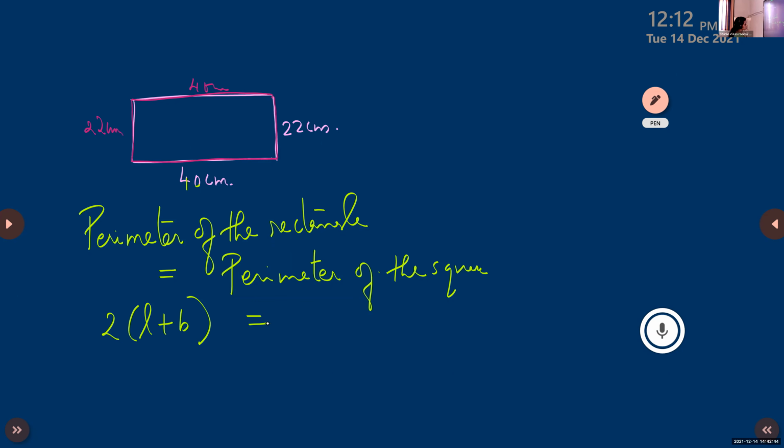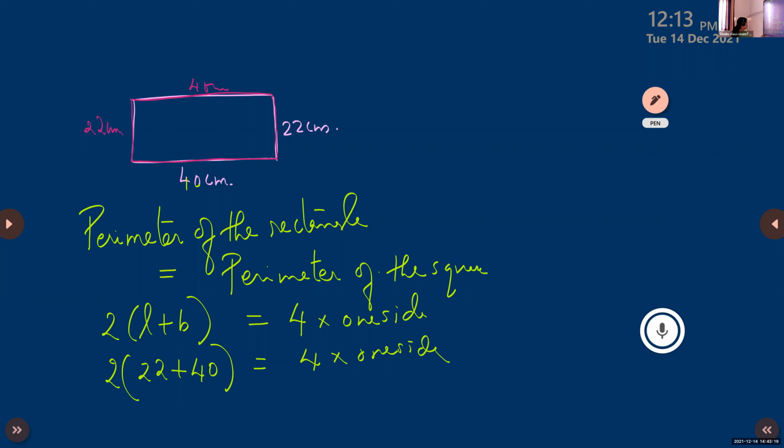Vivian? Ma'am, side into side. 4 into 1 side. That's what I told. Don't confuse the formulas. 4 into one side. Perimeter only I'm asking, not area. So 2 into L plus B means 2 into how much? 22 plus 40. That is equal to 4 into one side.